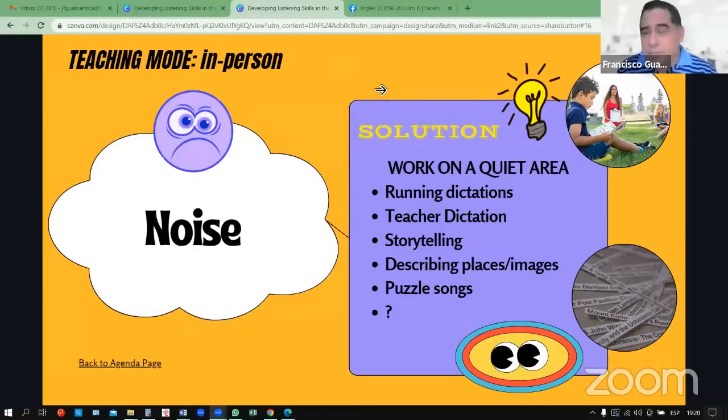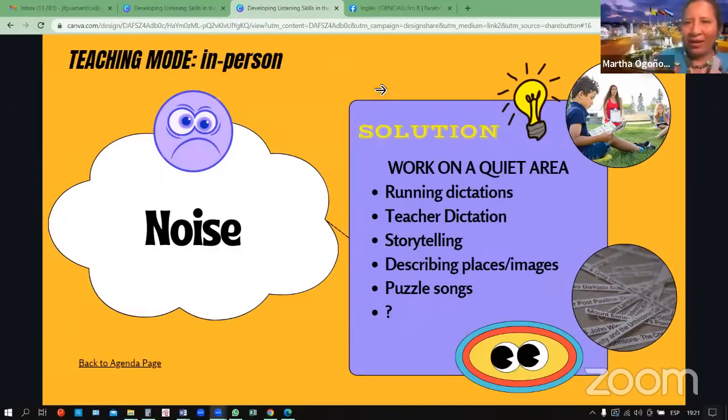The board is not the only tool that you have. Work on running dictations, teacher dictation, storytelling, describing places. You can start describing places, and you're working on listening activities because you are using your English. Okay, you don't necessarily need technology when you work outside the classroom. Describe the school, describe the basketball court, the bar.